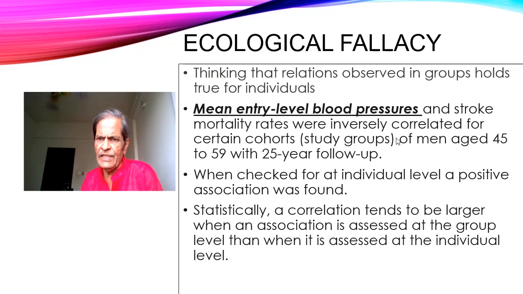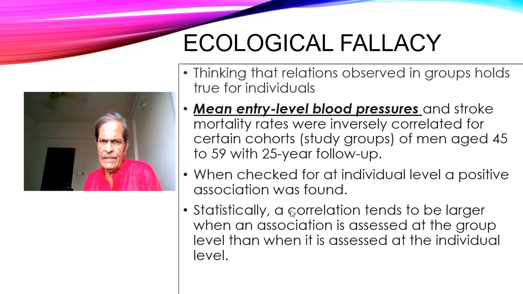But when it was checked with the individual blood pressure and the mortality or non-occurrence of mortality was checked with the individual, a positive association was seen. So such type where the group observations are compared with the individual observations, or the conclusion is drawn from the group observations and then applied to the individuals without finding what happens at the individual level. So the ecological fallacy is said to occur.